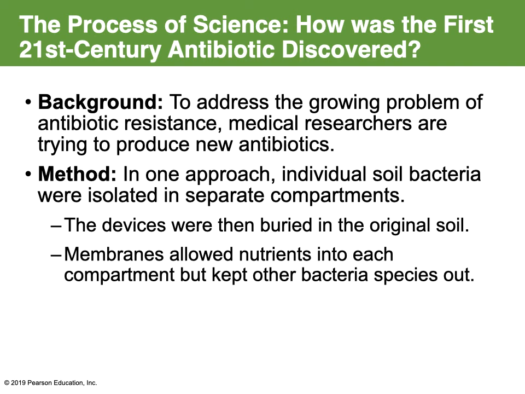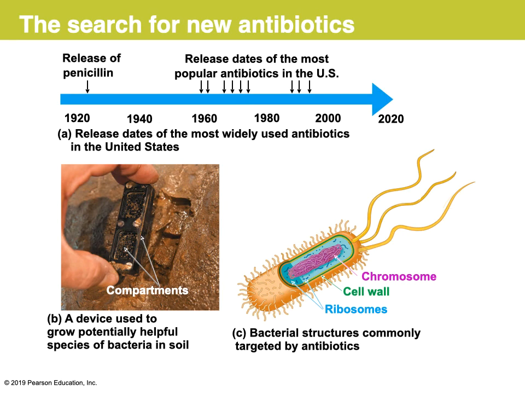And one technique one person used was to look at soil bacteria. This person took individual soil bacteria and put them in their own little compartments, and then buried those devices in the original soil. So it was kind of neat. It was able to allow nutrients to pass into the compartments, but it kept other bacteria from getting into those compartments. And this just shows you the little compartments that they were using in the soil, the research on the lower left-hand side of the slide.